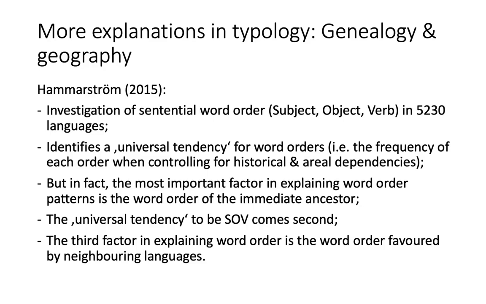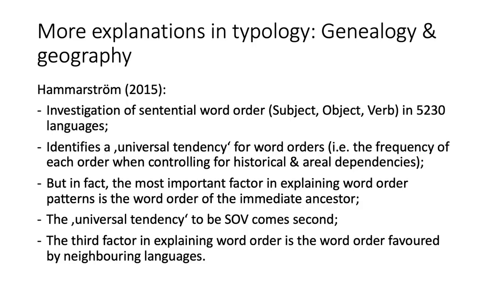I would like to add 2 more explanations in typology, which are often left implicit or used as a way to explain away exceptions that we find to, for instance, universals. These are genealogy, the language family relationships between languages, and geography, the belonging of certain languages to particular linguistic areas.